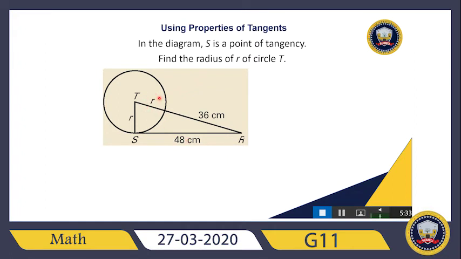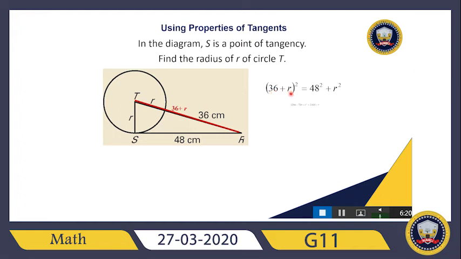So how to find this radius R, or how to find this leg which is ST in this right triangle? The old way, which is Pythagorean: the length between this point and the R is 36. So immediately I can say this one squared plus this one squared equals TR squared. So I can say the full length of TR is 36 plus R. So now I can apply the Pythagorean theorem. I can say 48 squared plus R squared equals TR squared, which is (36 plus R) squared.